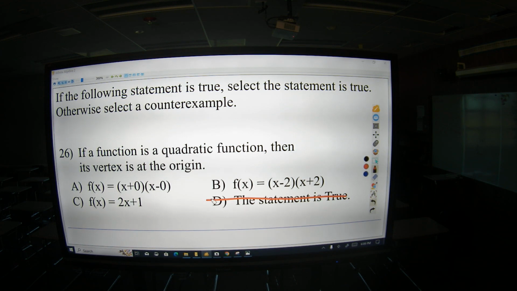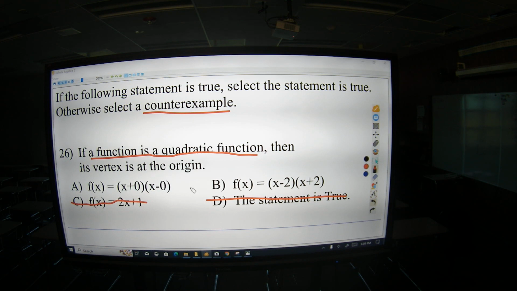So now that we know it's not true, we realize I have to find a counterexample. And again, a counterexample is something that makes the hypothesis true and shows the conclusion can be false. So in this case, we want something that is a quadratic function, but that doesn't have a vertex at the origin, okay? So this is a non-example again down here, right? f of x, this is a linear function, not a quadratic function. So that can't be used at all. So we can cross that one out too.